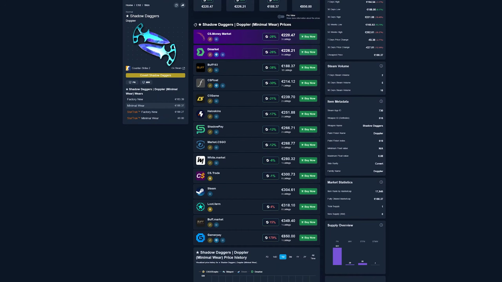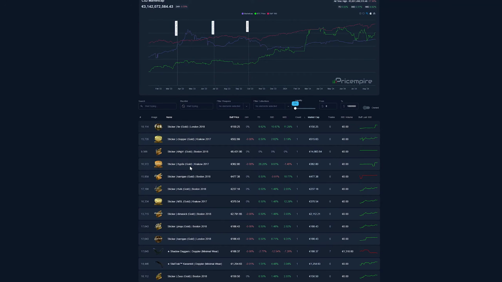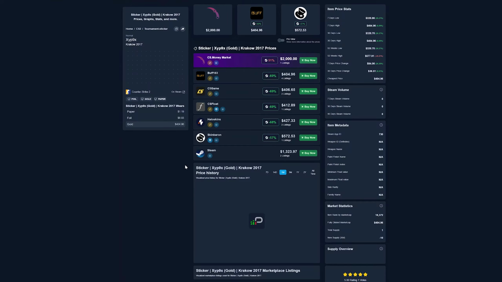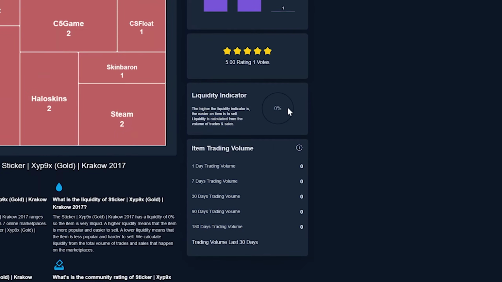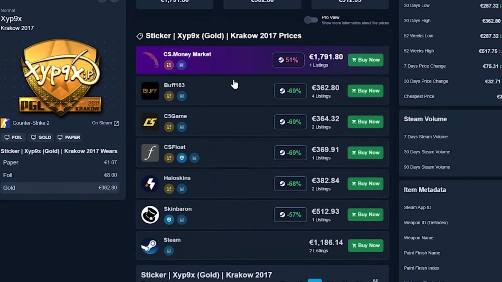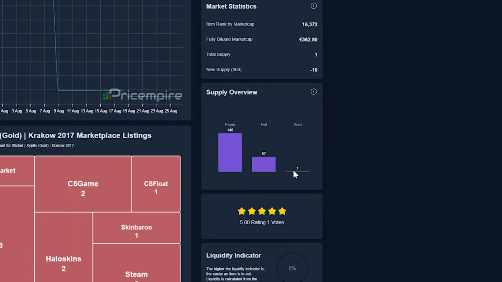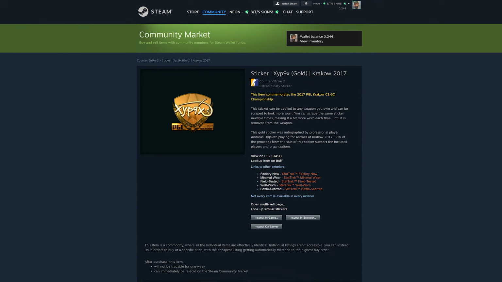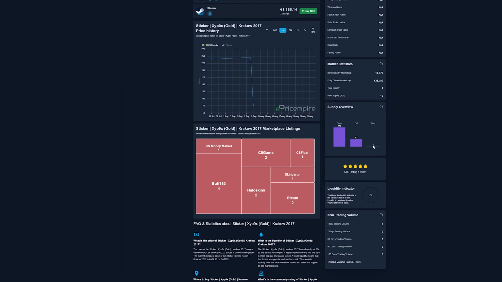Let's see what item I would define as untradeable. And I instantly see what I want to take here. Let's take a gold Krakow sticker. This one has a liquidity of 0. Nice. And if you check, it's only listed on 7 marketplaces at the moment. There's no Steam volume. There is only one. Nah, there's more than one in existence. There are at least 2 listed. Yeah, you see, this is not that precise.